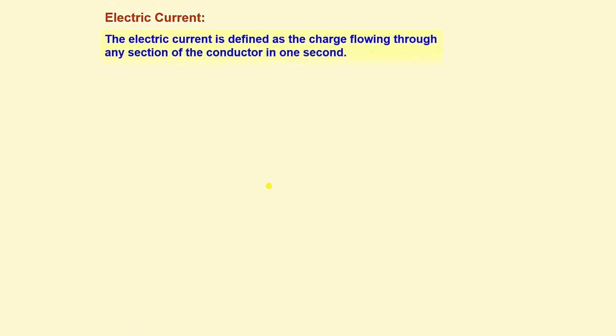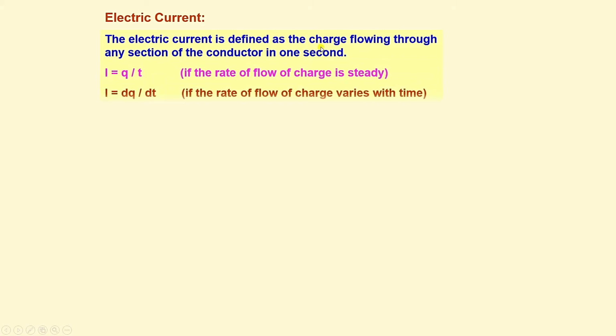Electric current is defined as the charge flowing through any section of the conductor in 1 second. If the rate of flow of charge is steady, then current is given by charge upon time. If the rate of charge varies with time, then current I will be equal to dq upon dt.